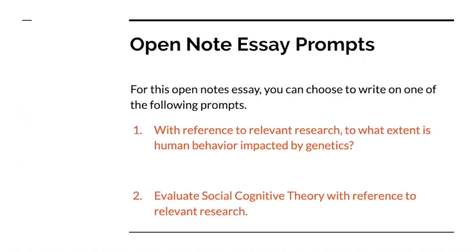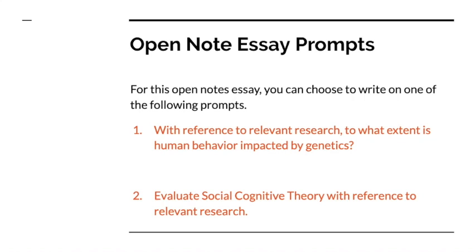For our open notes essay, you are going to be choosing from one of 2 prompts. You only have to write on one of these. So this has to be good, and really this should be your focus over the next few class periods. You have these 2 choices, and these should not be much of a surprise because we've talked about them in class. 1. With reference to relevant research, to what extent is human behavior impacted by genetics? If you choose to write on that one, I highly encourage you to use your to what extent thermometer that you completed that basically provides you with a clear outline of the essay.